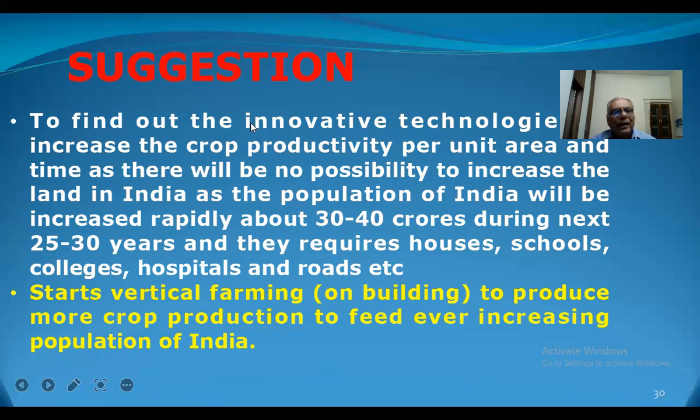Suggestion: find innovative technologies to increase crop productivity per unit area and time, as there will be no possibility to increase the land in India, while the population of India will increase rapidly by about 30 to 40 crores during the next 25 to 30 years, and they require houses, schools, colleges, hospitals, roads, etc. Then another option is to start vertical farming on buildings to produce more crops to feed the ever-increasing population of India.